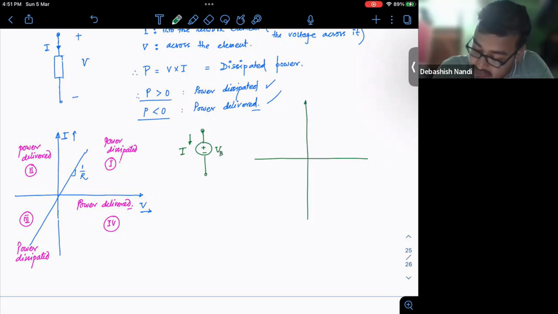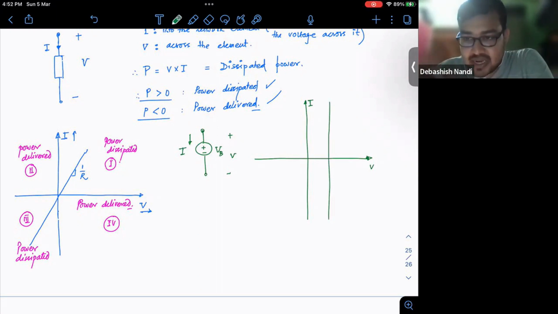Let's say this is a VB battery. The voltage across it is V. Suppose this is your IV characteristics. How will my IV characteristics look like? First question. My IV characteristics will look like a constant voltage, right? That means it's a straight line, parallel to the y-axis or current axis. It can take any current value.